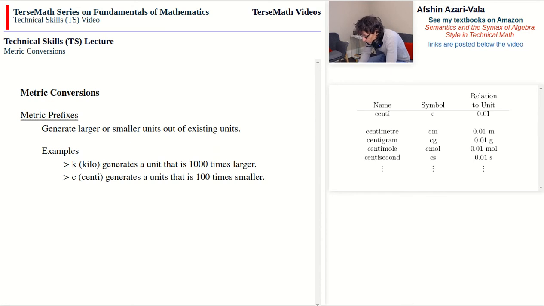Now, a couple of things: number one, you cannot mix prefixes. So you cannot talk about kilo centimeter. And the second thing is that the resulting word is one word. So centimeter is not two words. It's just one word, no space between centi and meter. Casing in the symbol is of course important.